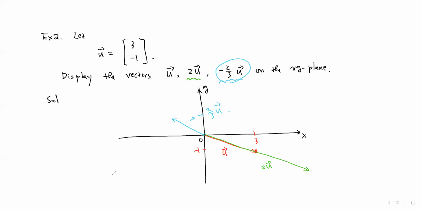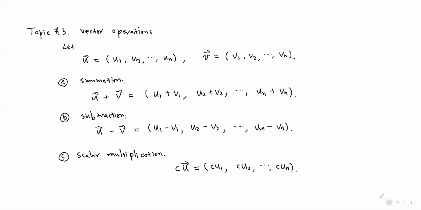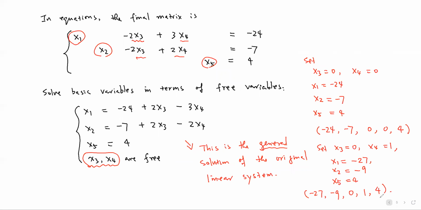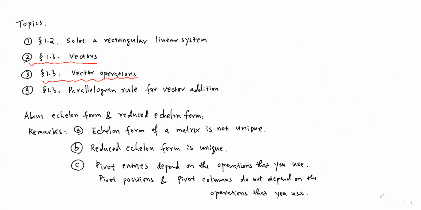This is topic 3. Now, the last topic today. Parallelogram rule for vector addition. Okay, topic 4.